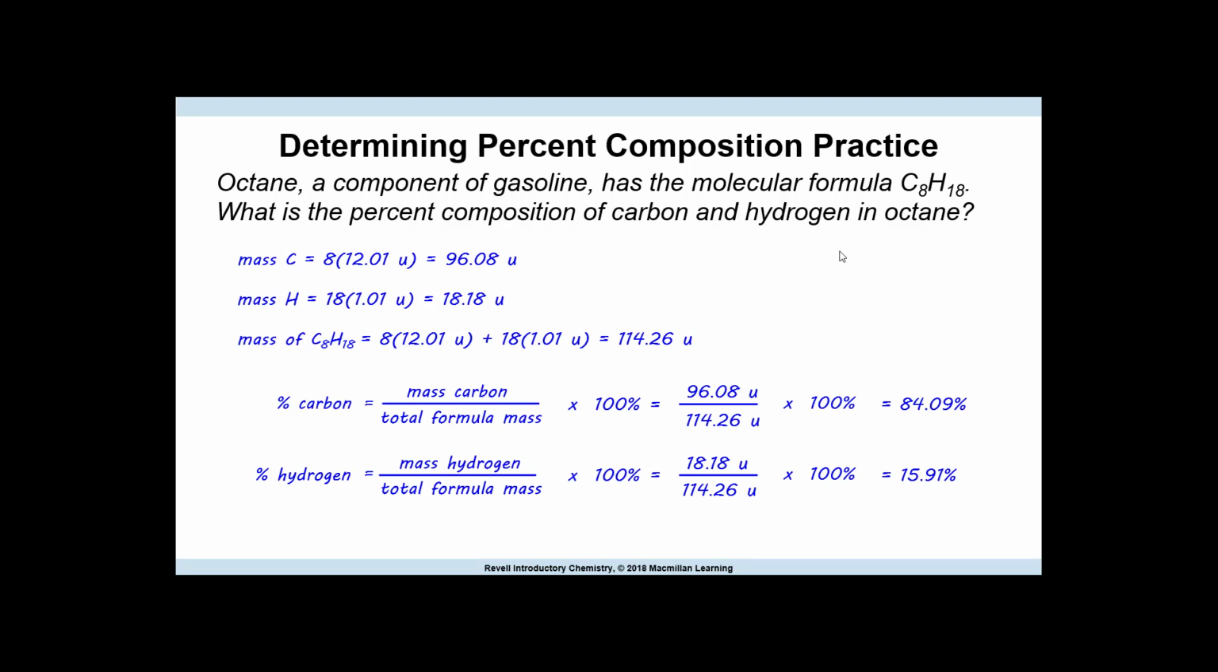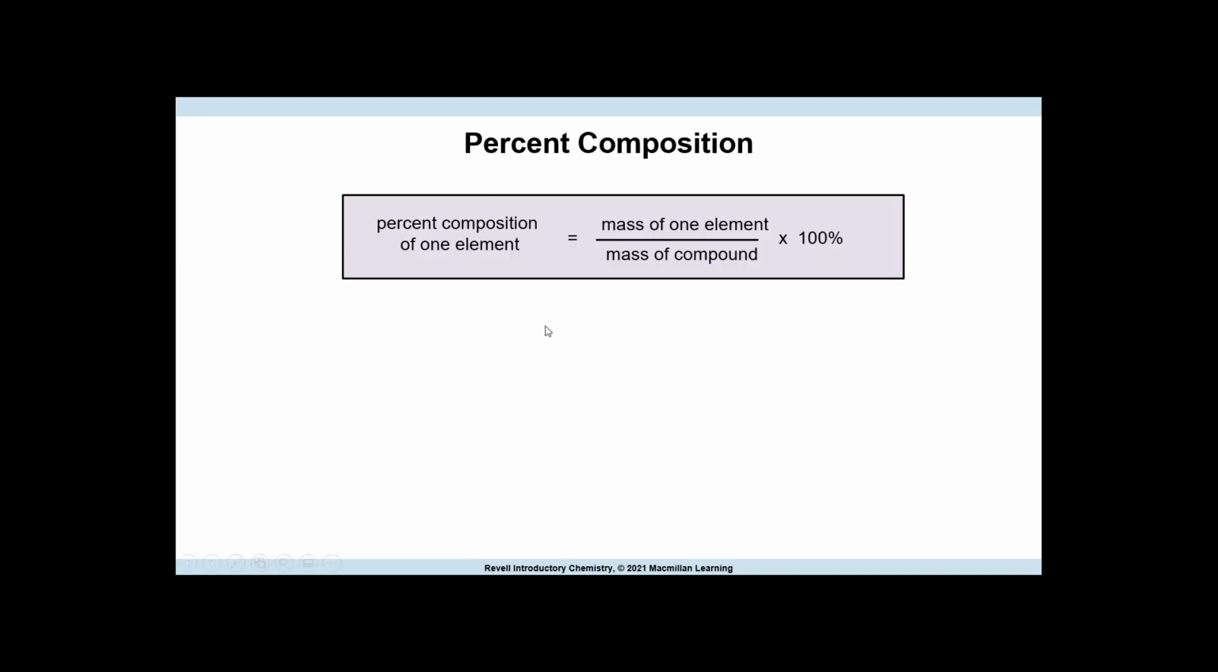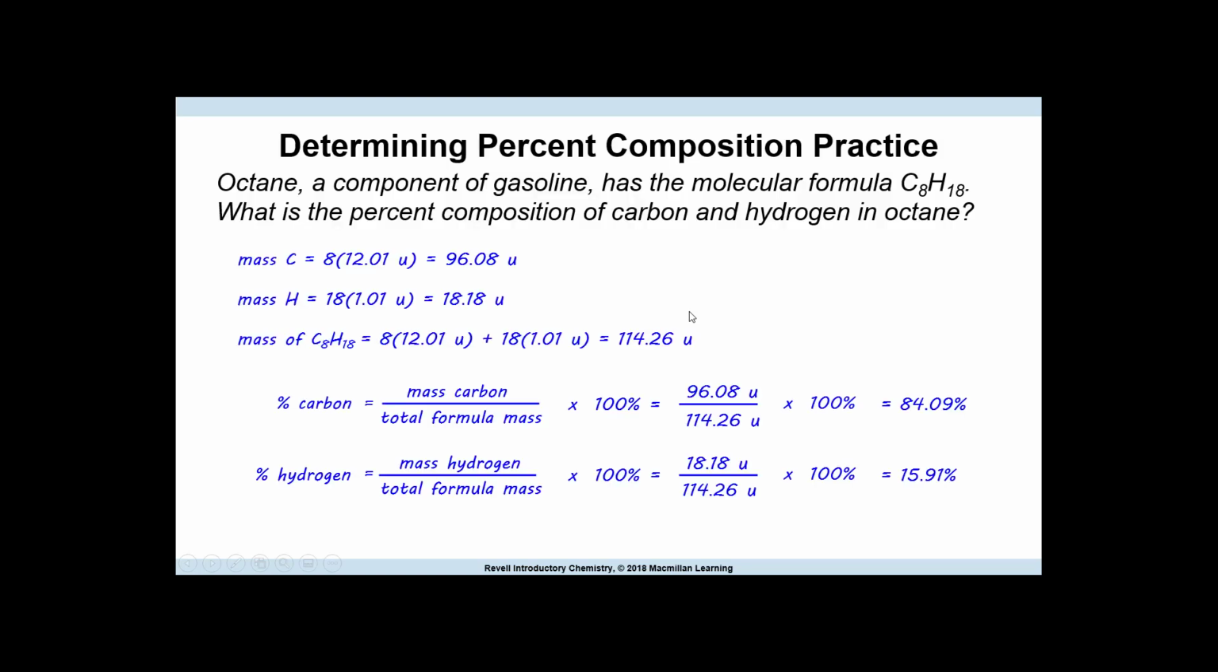So the percent composition should equal 100 or close to it, because sometimes we need to round numbers up and down. But it should equal very, very close to 100. So let's take a look at carbon. If we jump back to the formula, we have mass of one element over the mass of the entire compound, which would be the whole pie. And we're looking at a slice or two, or however many we want to deal with.